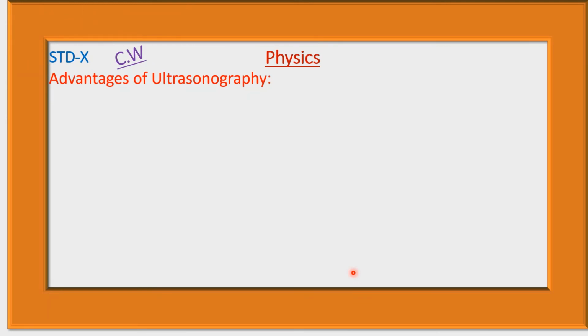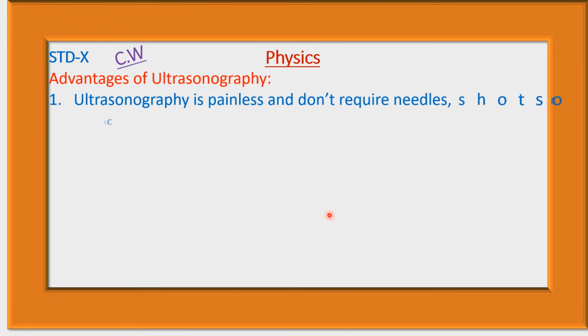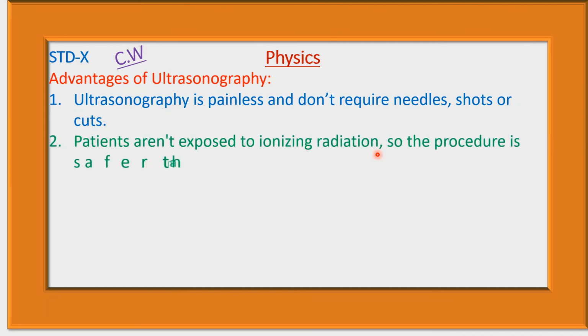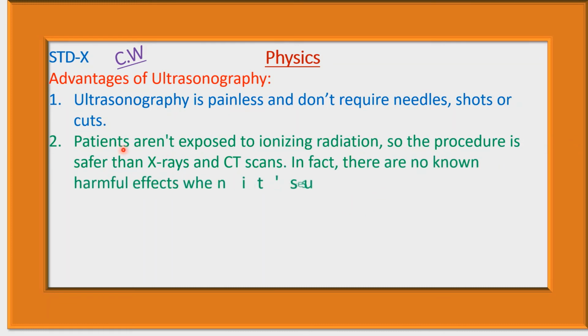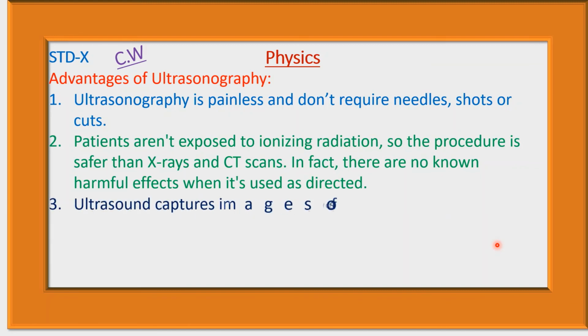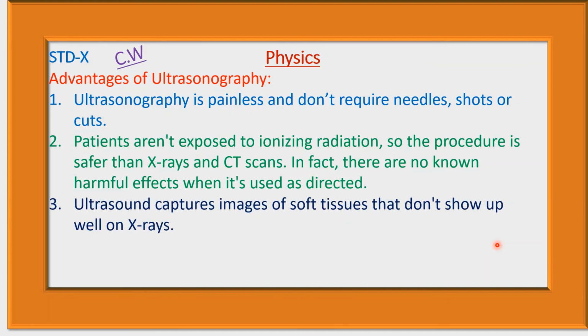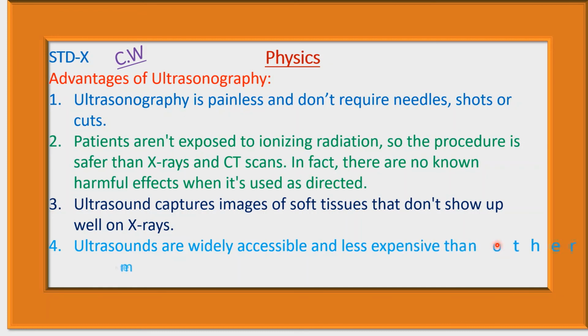Advantages of ultrasonography. Ultrasonography is painless and doesn't require needles, shots, or cuts. Patients are not exposed to ionizing radiation, so the procedure is safer than X-rays and CT scans. In fact, there are no harmful effects when it's used as directed. Ultrasound captures images of soft tissues that don't show up well on X-rays. Ultrasound machines are widely accessible and less expensive than other methods.